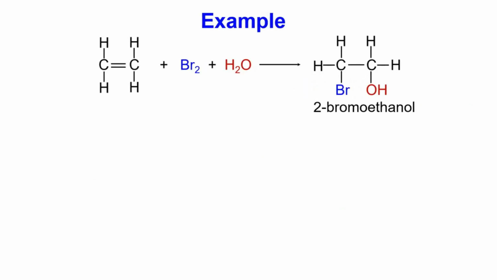For example, here we have ethene react with bromine and water to form 2-bromoethanol. The double bond will break up. The bromine from the bromine molecule will bond to the carbon and the hydroxyl from water bonds with the other carbon.